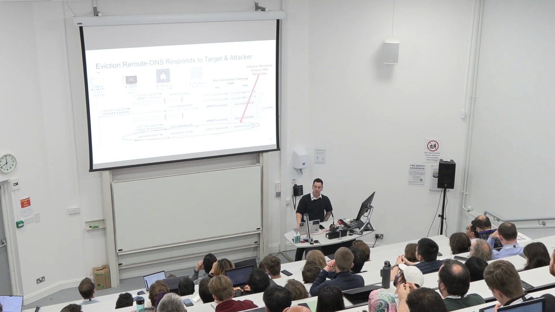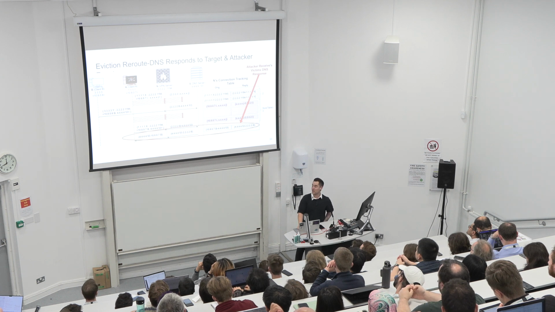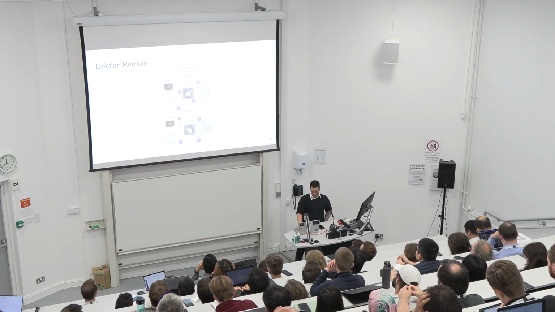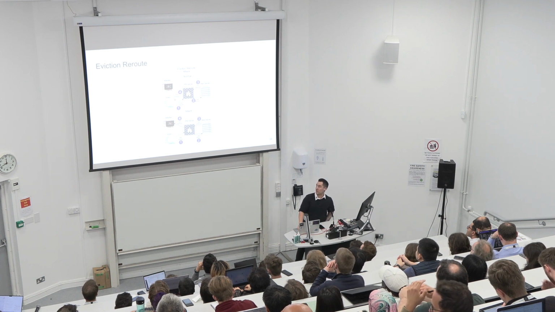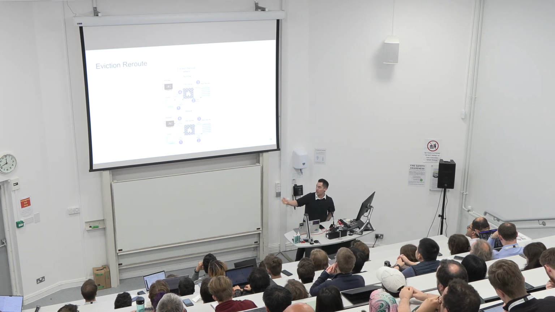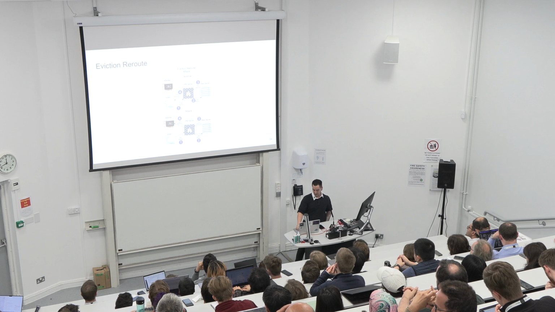So when the DNS server finally does respond to give the target whatever DNS information it needed, that packet gets sent to the attacker instead. So a successful eviction reroute basically looks like the bottom figure, where the target or the victim makes the DNS request, and then the packet is actually diverted to the attacker instead.